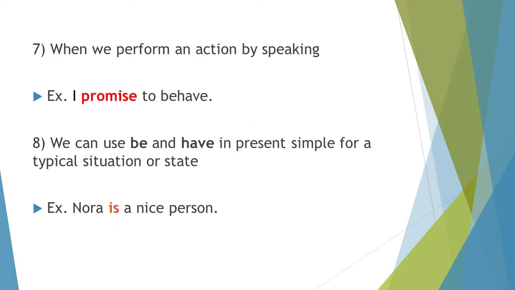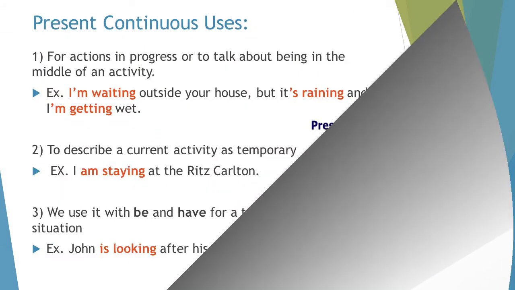Here are the last 2 uses of present simple. When we perform an action by speaking like promising, we use it in the following form. I promise to behave. We also can use the verb be and have in a present simple for a typical situation or a state. We can say, Nora is a nice person.